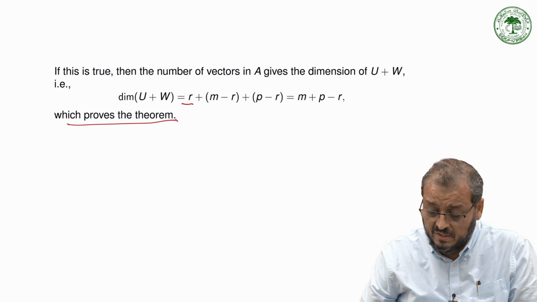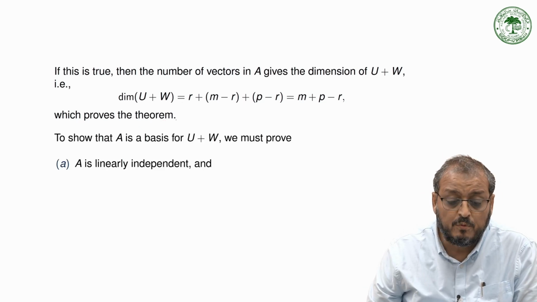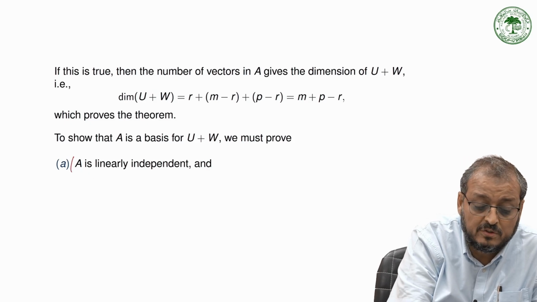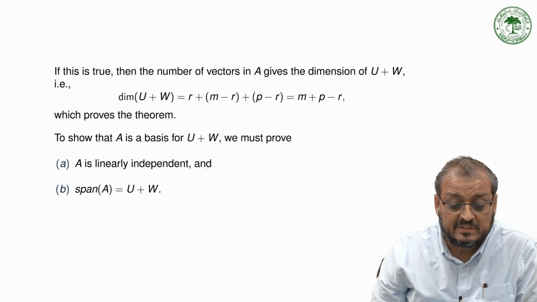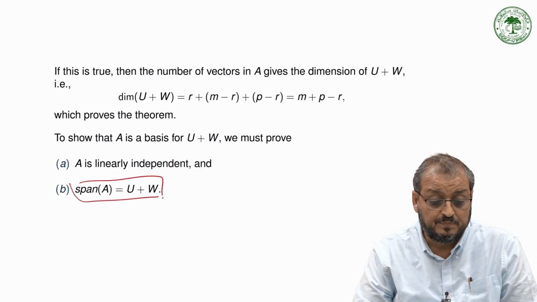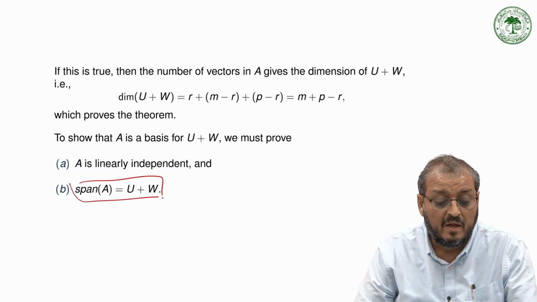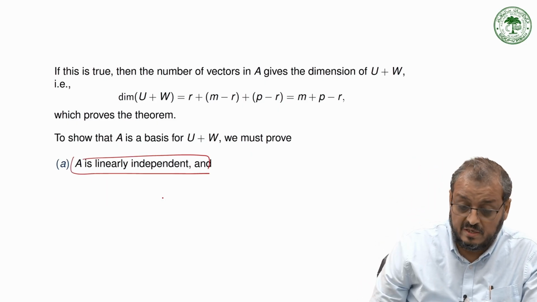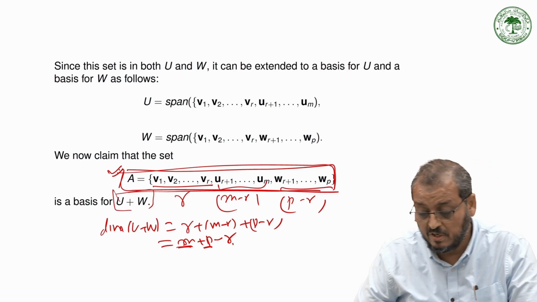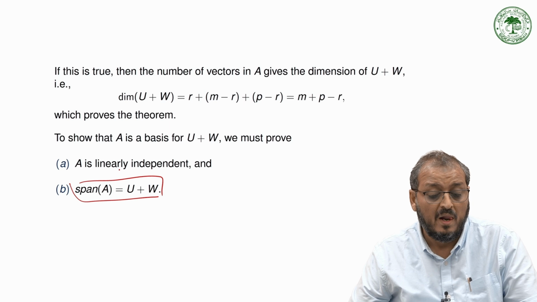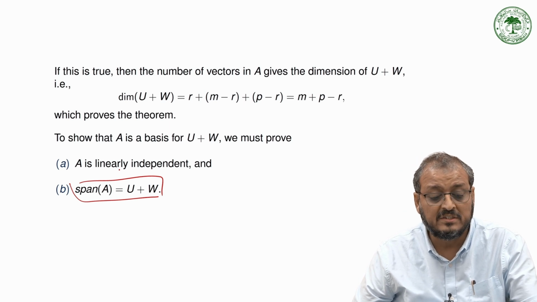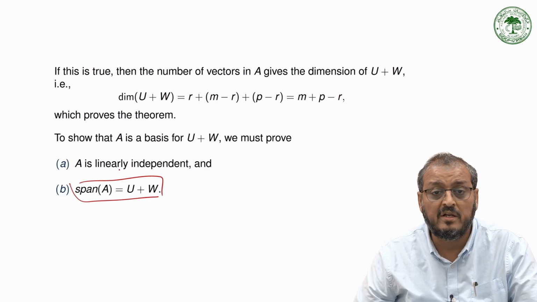So let's start proving this. To show A is a basis for U plus W, we must show two things: first, that A is linearly independent, and second, that the span of A is equal to U plus W. So we have to choose this set A such that it is linearly independent and its span is the whole of U plus W. Okay, let us start. First we show that A is linearly independent.